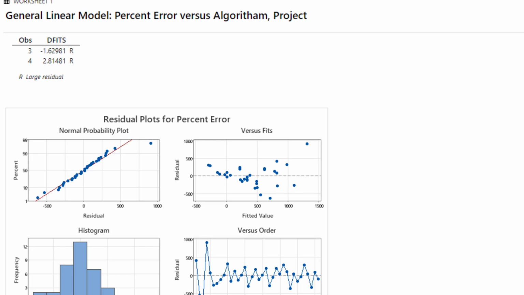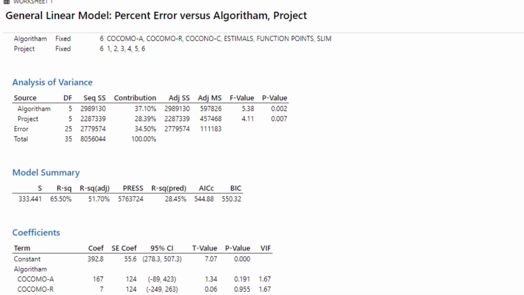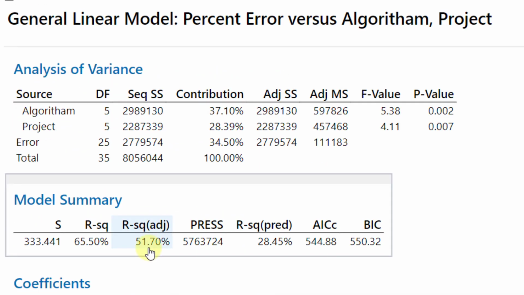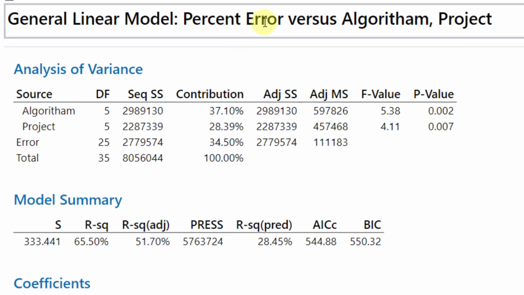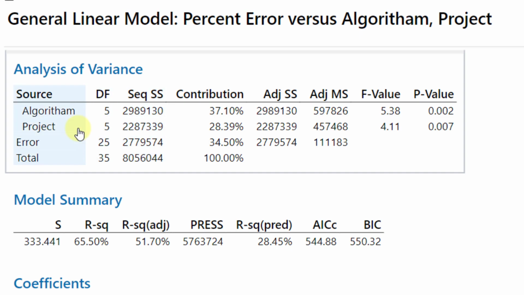Now we come towards our results for the model summary and the ANOVA. The model summary depicts that 51.7% of the variation in the percent error has been explained by algorithm and project.